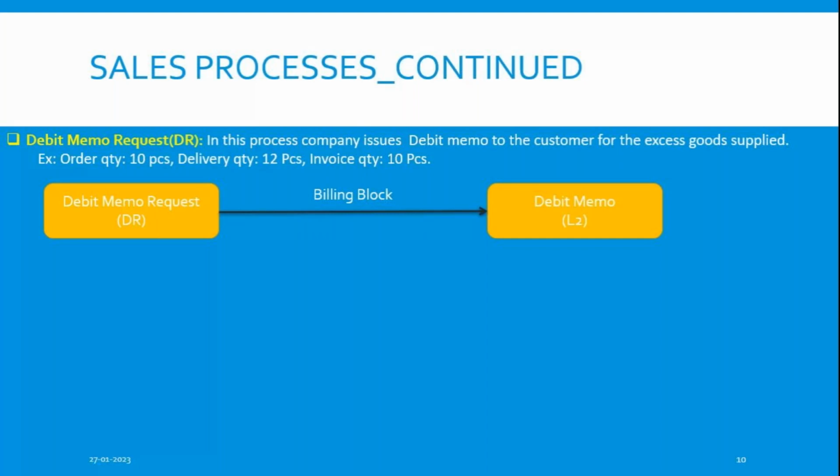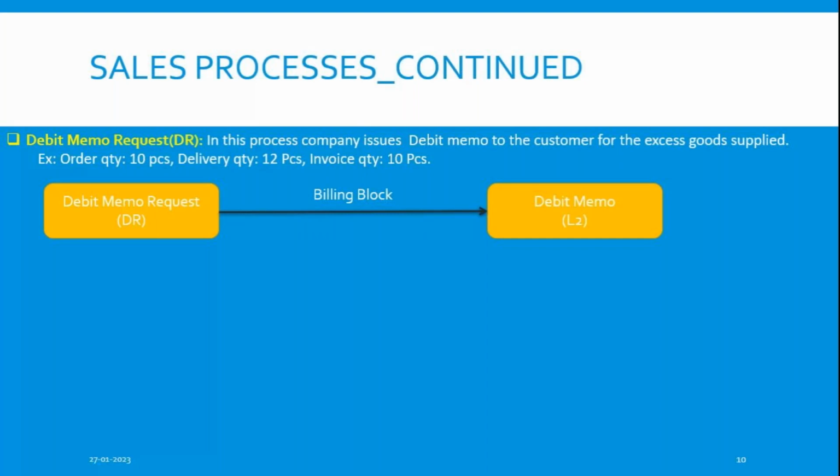Then we create a debit memo request with the billing block, and the order results. A debit memo is created. Then the customer has to pay the money for the 2 pieces extra delivered. Okay. In the credit memo request scenario, you are giving money from the company to the customer for the damaged goods or for the excess invoice that we created. In the debit memo situation, you are taking money from the customer for the excess goods supplied.